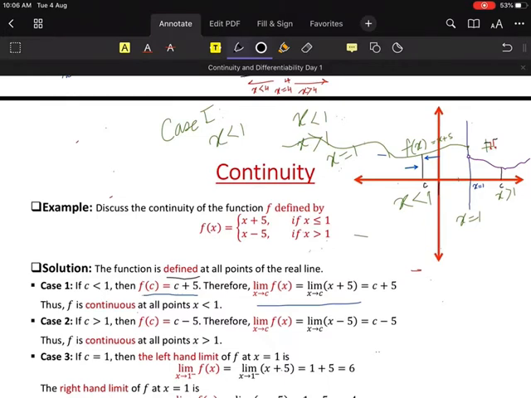So can I say the function is continuous at all points x greater than 1? Because we found that the function is continuous for all general points, right? For all general points greater than 1. So the function is continuous for all points x greater than 1. Everyone understood?